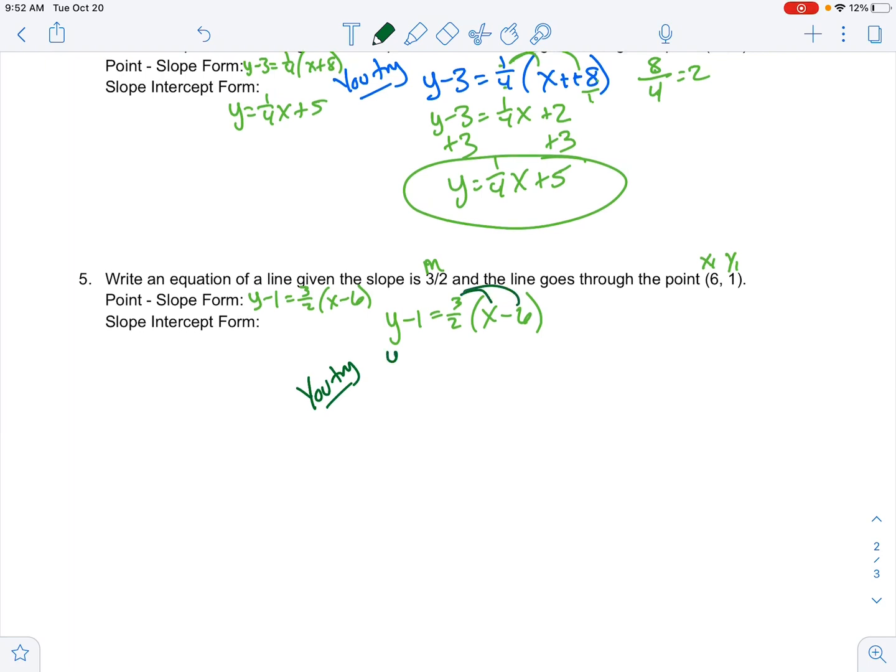All right, so slope-intercept form, you should have distributed your 3 halves. So y minus 1 equals 3 halves x. The 6 is technically over 1. 3 times 6 would be 18. 2 times 1 is 2. 18 divided by 2 is 9. So I have minus 9. Add 1 to both sides, and we get y equals 3 halves x minus 8. And that is writing equations given a point.